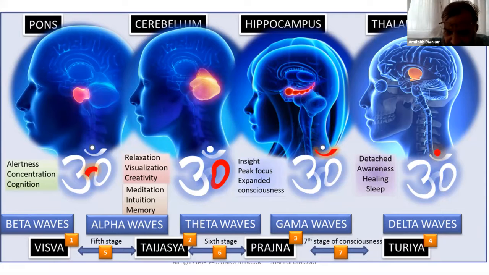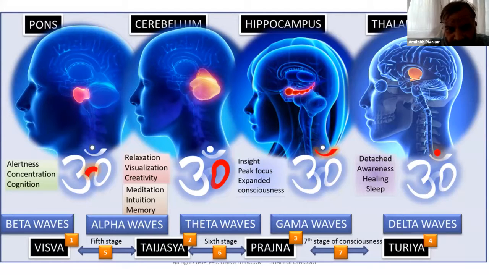There are 4 stages of brain. There are 7 stages of consciousness. There is Vishwa, Taijasa, Pragya, and Turiya. Turiya is the 4th, which is the silence after the Om. Om is A-U-M, and then the silence.